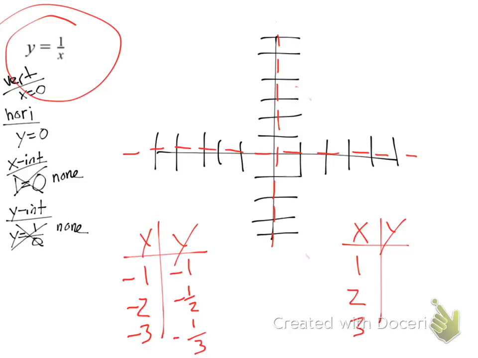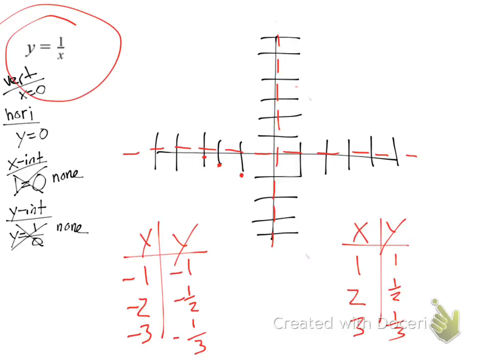1 divided by 1. 1 divided by 2. 1 divided by 3. Okay? Pretty simple. Can you plot those on the graph? I hope so. They're a set of points. Where's -1, -1? All right there. -2, -1/2. Somewhere about there. And -1/3. -3, -1/3 is about there.